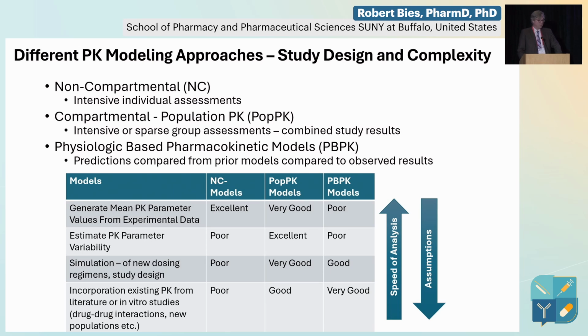And as we go from physiologically based pharmacokinetic models to non-compartmental models, the time it takes to actually implement and run an analysis moves in the other direction, with non-compartmental being the quickest. POP-PK models are excellent at generating the mean PK parameters, the variability of pharmacokinetic parameters, and for doing simulations, especially across populations and looking at distributions of responses. And PBPK models are very good at the incorporation of existing PK from literature in vitro studies, in particular in vitro to in vivo extrapolations.